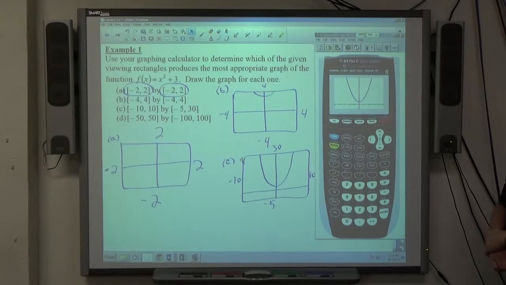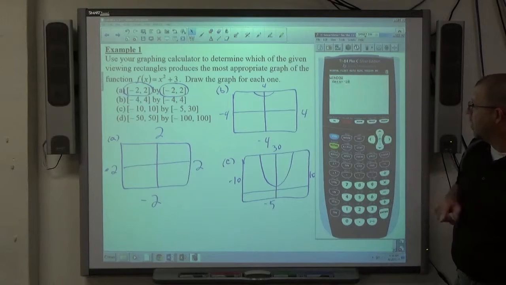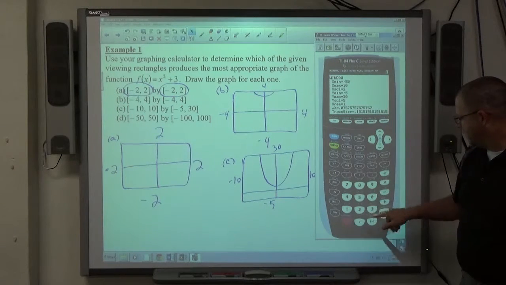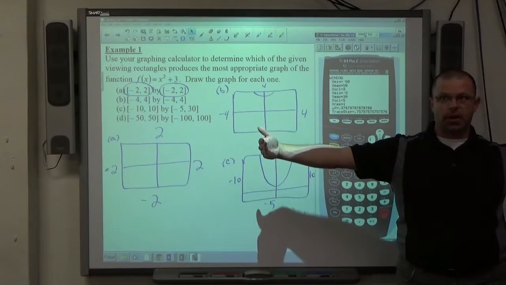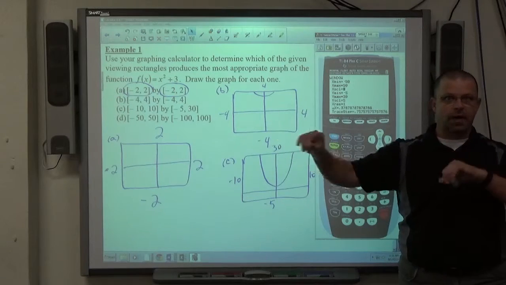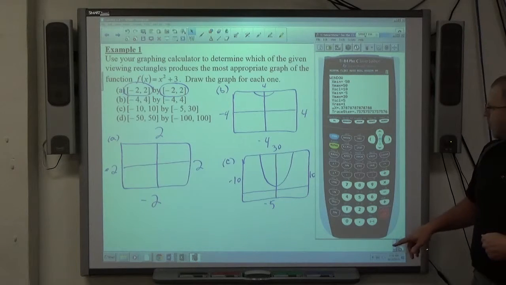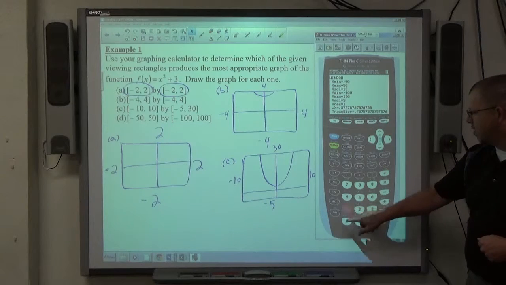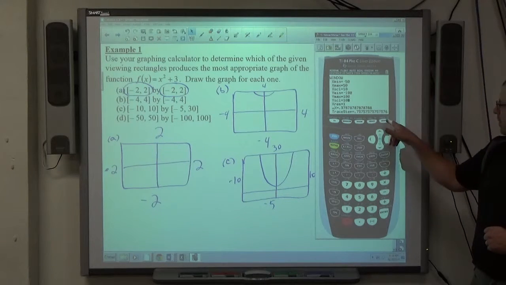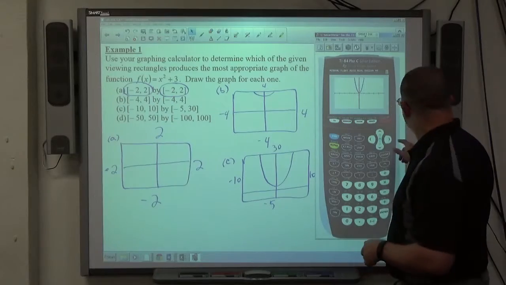And then finally we want to graph D, and we see here the window going negative 50 to 50. Now that's 100 spots, right? So a 2 scale, that's going to be 25 to the right, 25 to the left. That's a lot. Let's go at a 10 scale there, and negative 100 to 100. I'd probably go at a 10 scale there too, maybe even a 20 scale. And there's the graph. Again, I get a nice looking parabola. Looks reasonable.